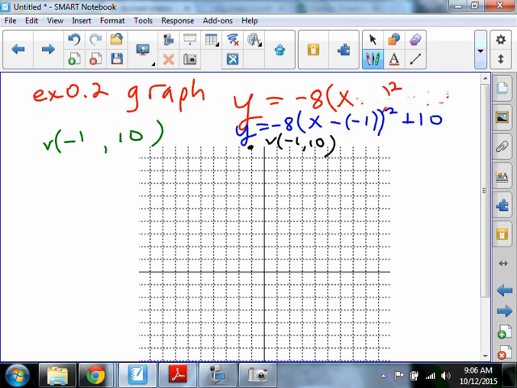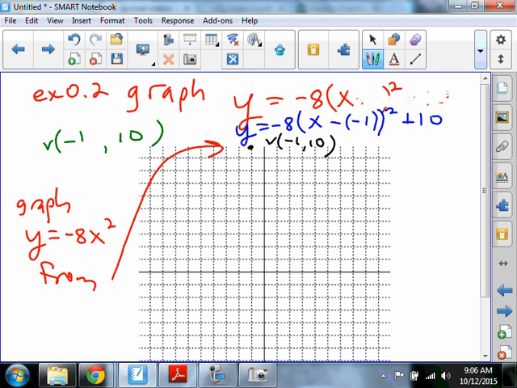The -8x squared. So now we're going to graph y equals -8x squared from our vertex. Once we get our vertex, we know how to graph this. So what do we do? Over 1 and down 8? Good, yeah, over 1 and down 8. So from the vertex, over 1 and down 1, 2, 3, 4, 5, 6, 7, 8. So right there and right there, and that's how we do it.